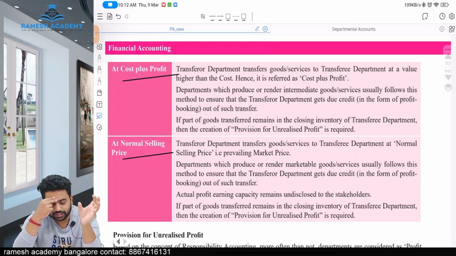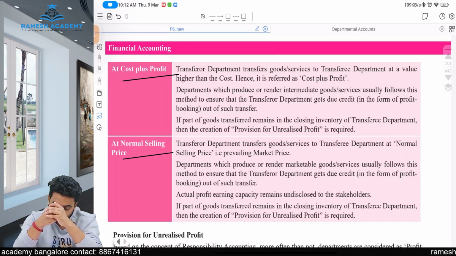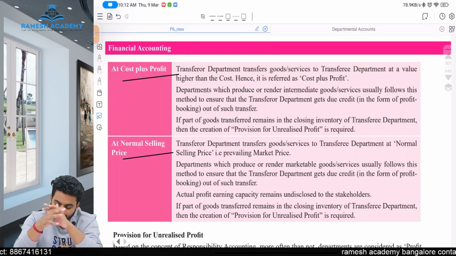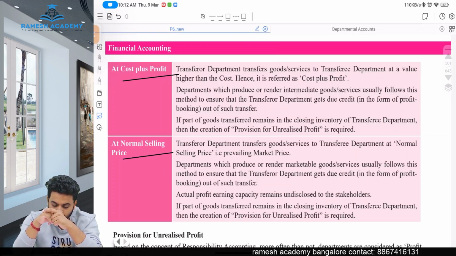270, which is expenditure, plus a certain percentage. Hence, this is called cost plus profit. Departments which produce or render intermediate goods or services usually follow this method to ensure that the transferor department gets due credit in the form of profit booked out of such transfer.